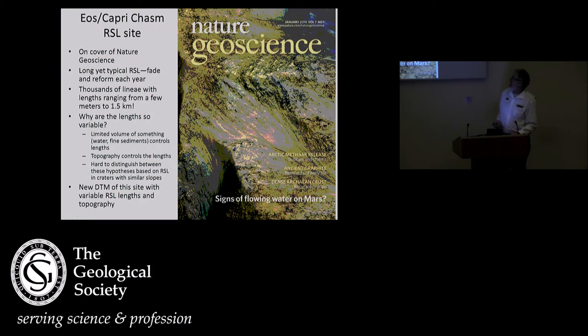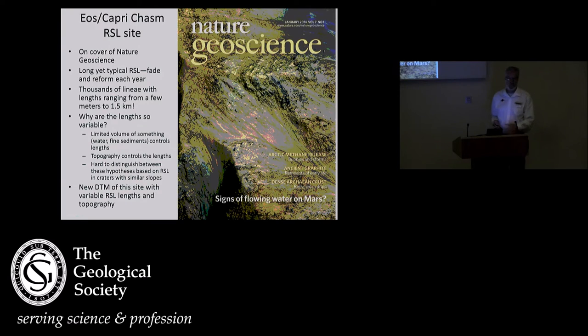So I decided to look at another site. Here, this is Eos Chasma. This is a site that was on the cover of Nature Geoscience. And this has some of the longest yet typical RSL, up to 1.5 kilometers. There's some long ones that are atypical. They don't fade over the same time scales. But these are typical in that they fade and reform every year. There's thousands of them in the whole scene, and they range from very short to up to 1.5 kilometers.